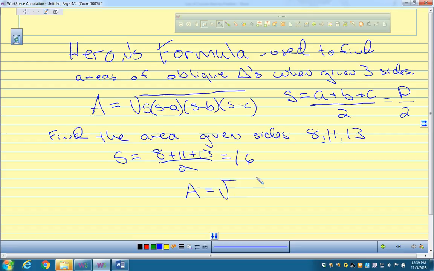Area is equal to the square root of 16 times 16 minus side A. So you call one side A. So what's S minus A? 8, right? 16 minus 8. Then it goes 16 minus 11. What's that? 5. And 16 minus 13? 3. And then you multiply all that junk together and you get the square root of some big number. 40, I don't know what that is. I'm going to do that in my head. 1920. Is that right? Yes.